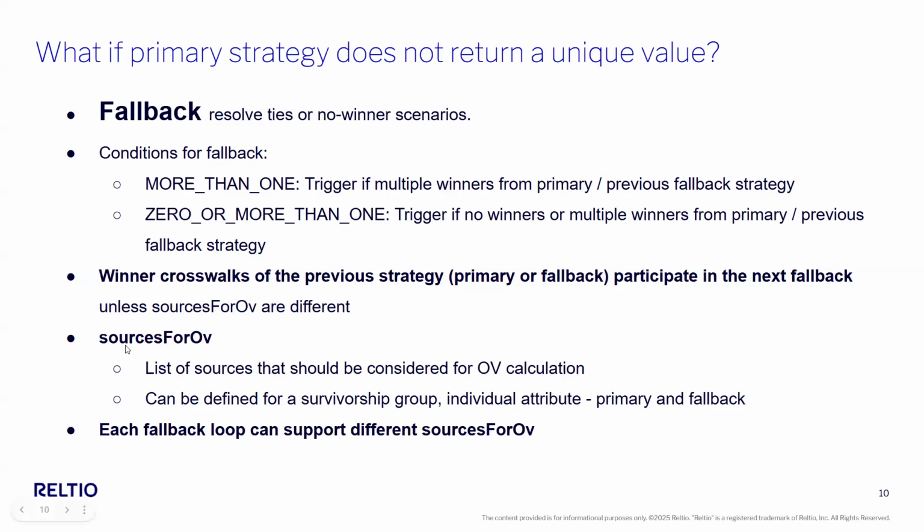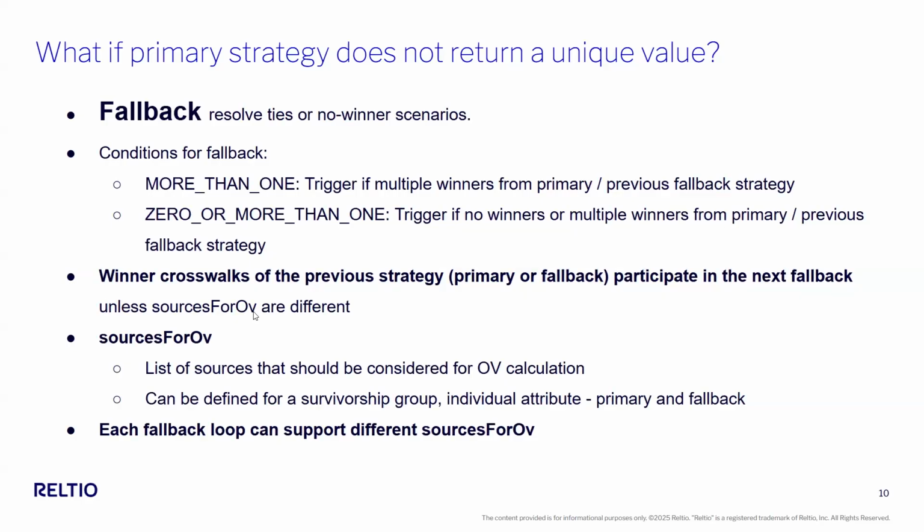One thing to remember for fallback is it is only the winner crosswalks from the previous strategy that is used for calculating the OV. So let's take an example that an attribute had 8 different values. You applied the primary survivorship, based on which now only 4 values are surviving. Four values have been discarded by the primary survivorship. Now, when you apply the first fallback, only those four values will be considered for fallback. Okay.